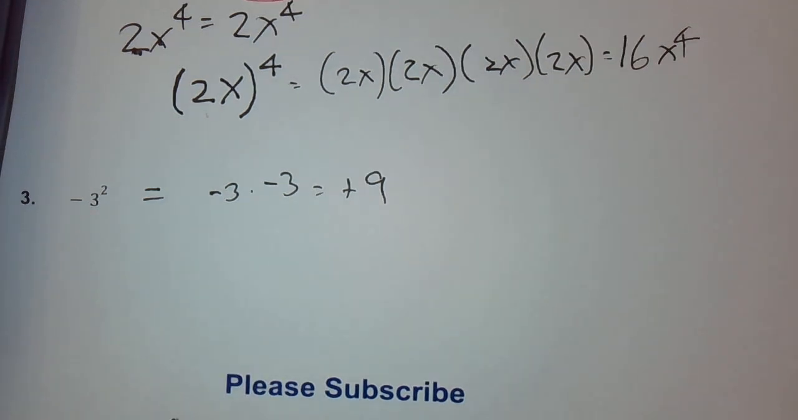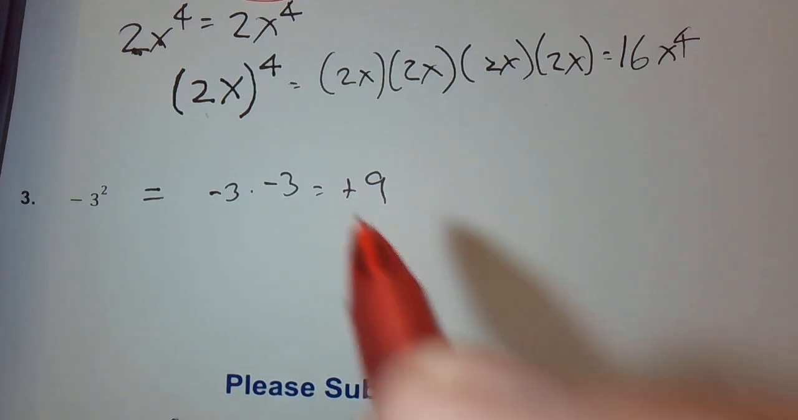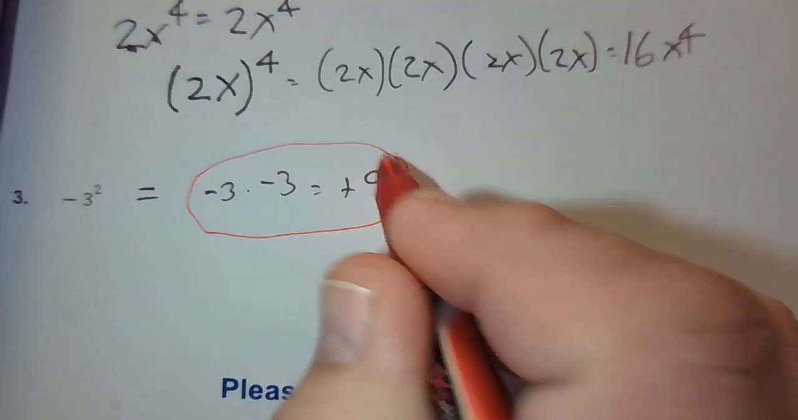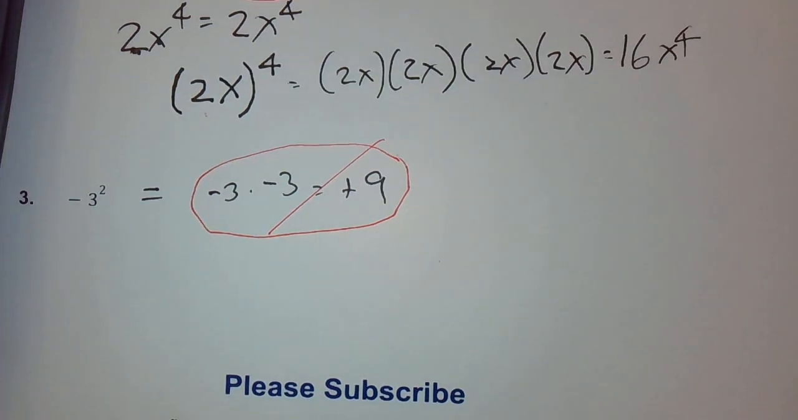Do you think that's right? Put it in the comments if you think it's right. You're correct, it is wrong. This is not the way you do this one. And positive 9 is the incorrect answer.